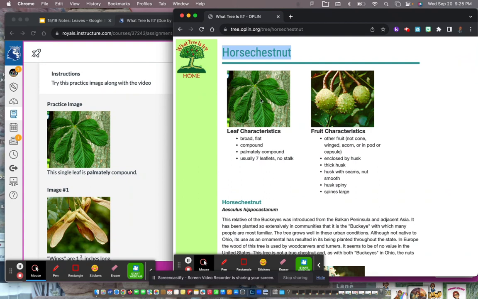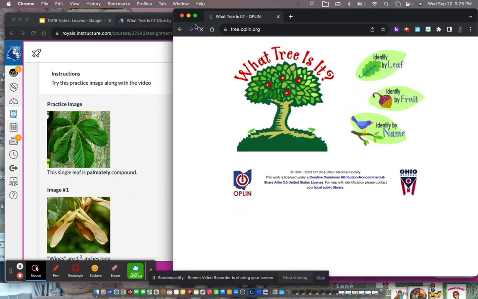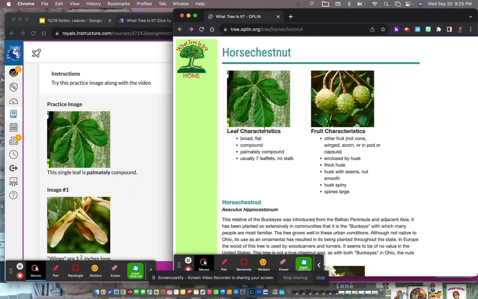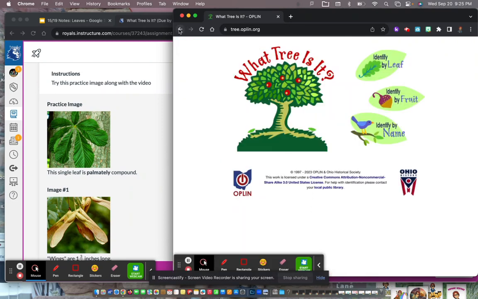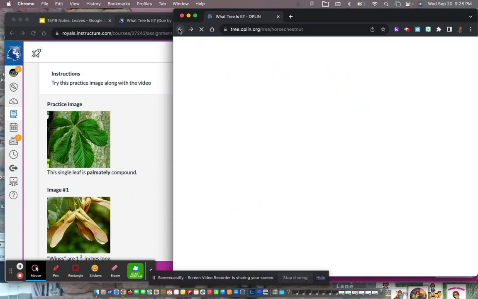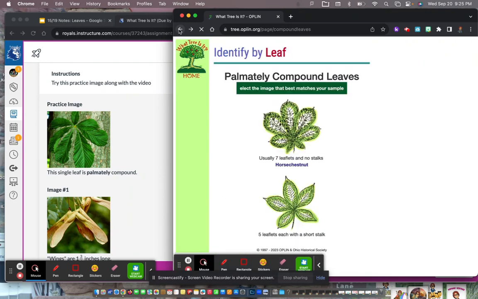Now, what would we do if we had picked the wrong one? Here, let's back up. Oh, I did it wrong. Hold on. Let me go back to where I was. Let's see if I can go back. I don't think I can go back. Can I go back one? I was hoping to go back to the leaf that we just chose, but maybe I can't. There we go.